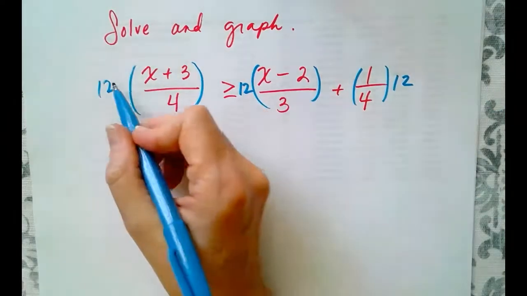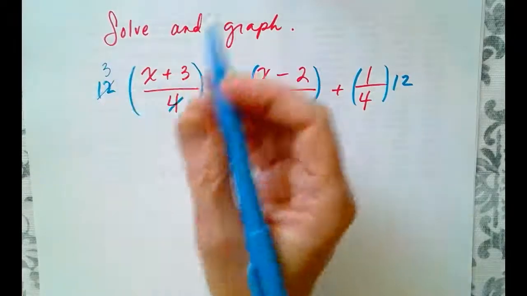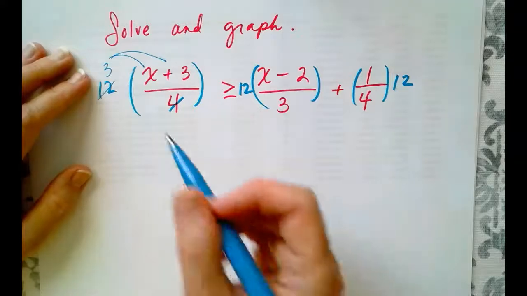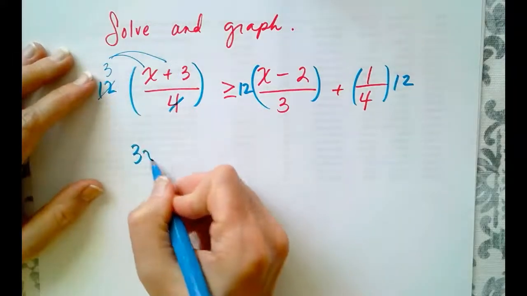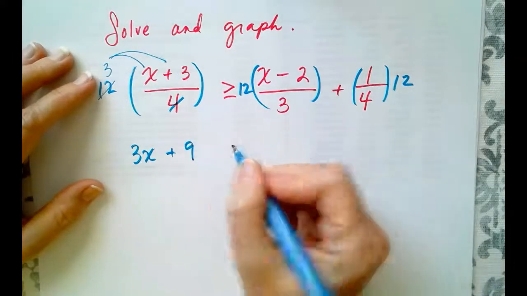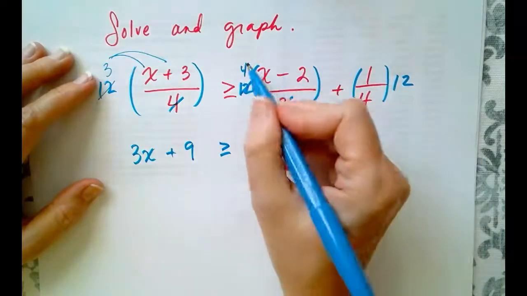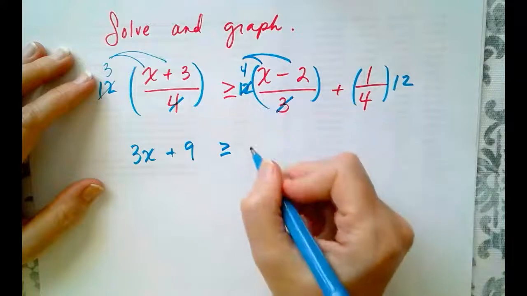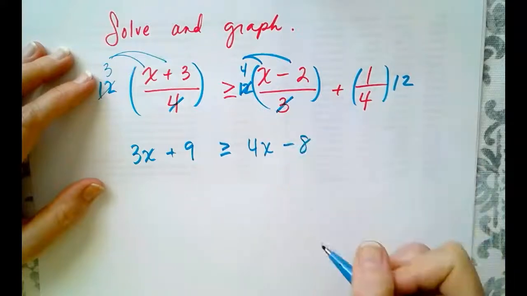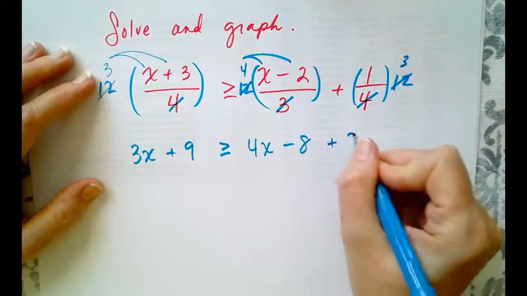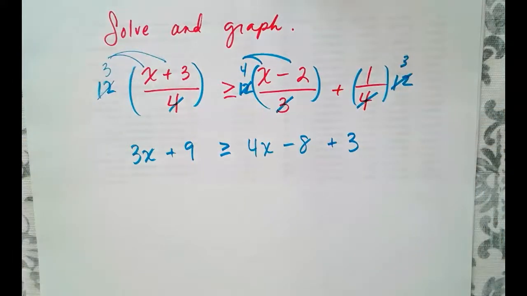So 4 cancels with the 12 3 times, and now we need to distribute that 3 through those parentheses. So 3x plus 9 is greater than or equal to, the 3 cancels with the 12 4 times, distribute the 4, 4x minus 8. And then lastly, 1/4 of 12 is 3. So goodbye fractions. And now let's look on both the left-hand side and the right-hand side.